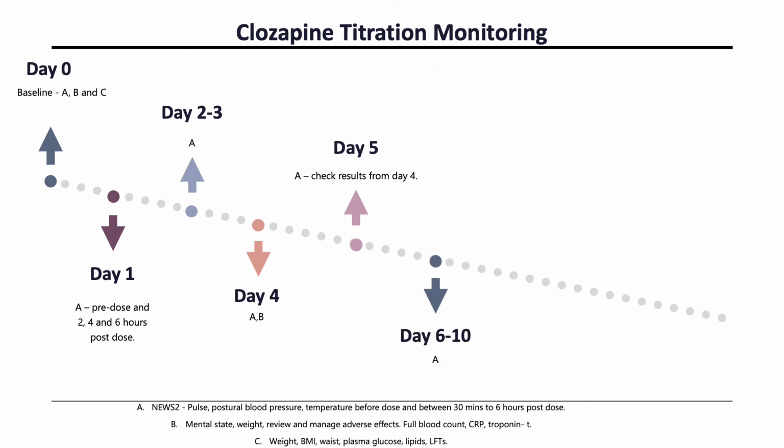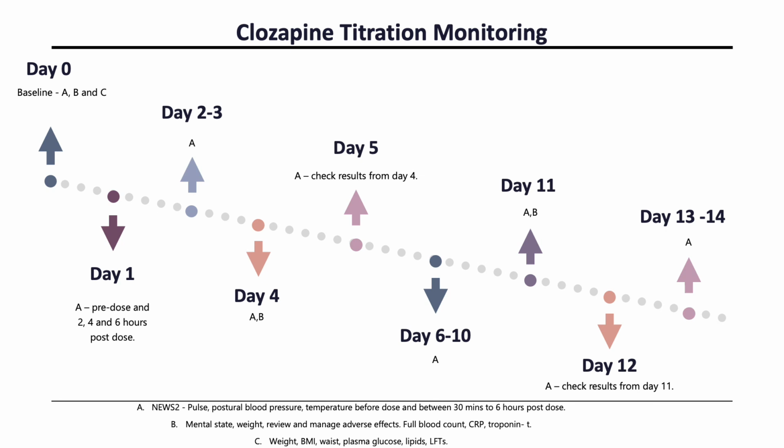On days 6 to 10, we're just going to do A, which is a full NEWS, 30 minutes before the dose, 6 hours post-dose. On day 11, it's A, NEWS 2, and weight, mental state, review, management of adverse effects, full blood count, CRP, troponin T. On day 12, we're going to check the results from day 11, and we're going to do a NEWS, and then days 13 and 14, it's back to NEWS, 30 minutes pre-dose and 6 hours post-dose.